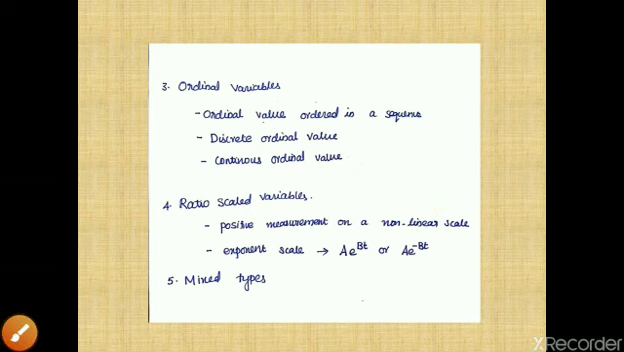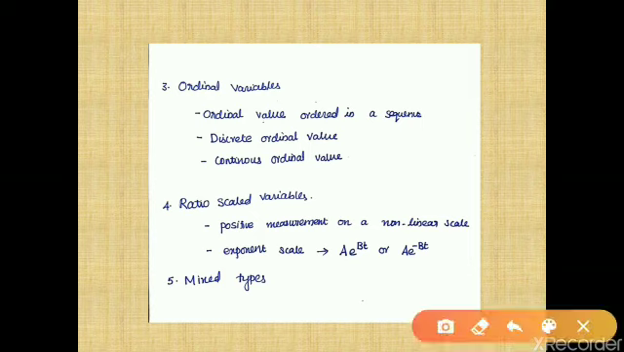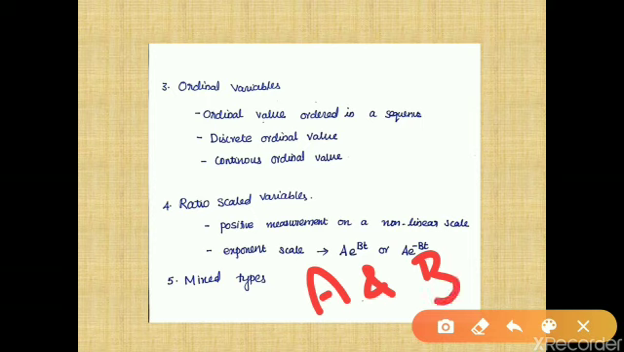Next is the ratio scaled variable. A ratio scaled variable makes a positive measurement on a non-linear scale, like an exponential scale. In that we use the formula A e^(Bt) or A e^(-Bt). These are the two equations. Here A and B are positive constants and t represents time.